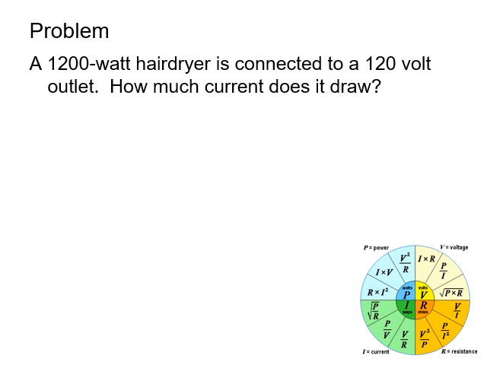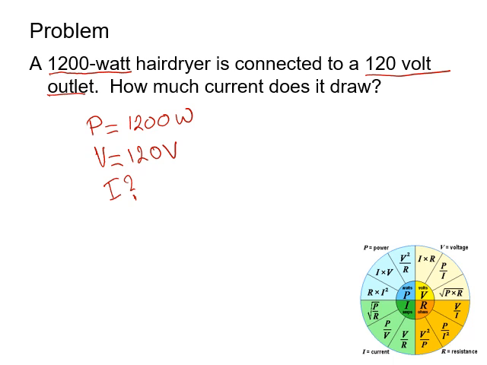Again, this time it says a 1200 watt hair dryer. So my P is equal to 1200 watts. Is connected to a 120 volt outlet. V is equal to 120 volts. And then it's asking for I. How much current does it draw?